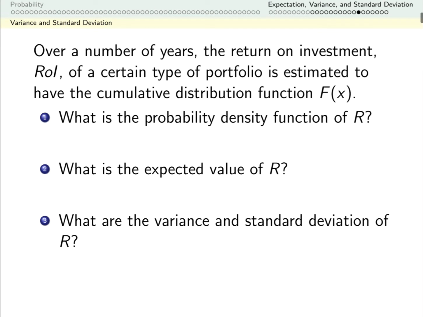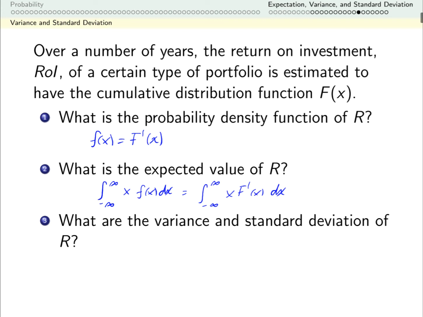From the cumulative distribution function, I can compute the probability density function. Take a second, remember how we do that. The probability density function, which we usually call little f, is the derivative of the cumulative distribution function, big F. For the expected value, we take the integral from negative infinity to infinity of x times f of x. Of course, in this case, this is the integral from negative infinity to infinity of x times the derivative of big F dx. These are the same.